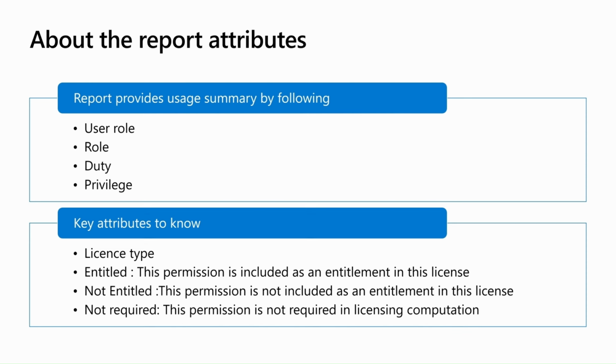We compute at the permission level, as customizing a role, duty, or privilege does not exempt you from being properly licensed. Entitled: the permission is included as an entitlement in this license. Not entitled: this permission is not included as an entitlement in this license. And not required: this permission is not part of license computation.